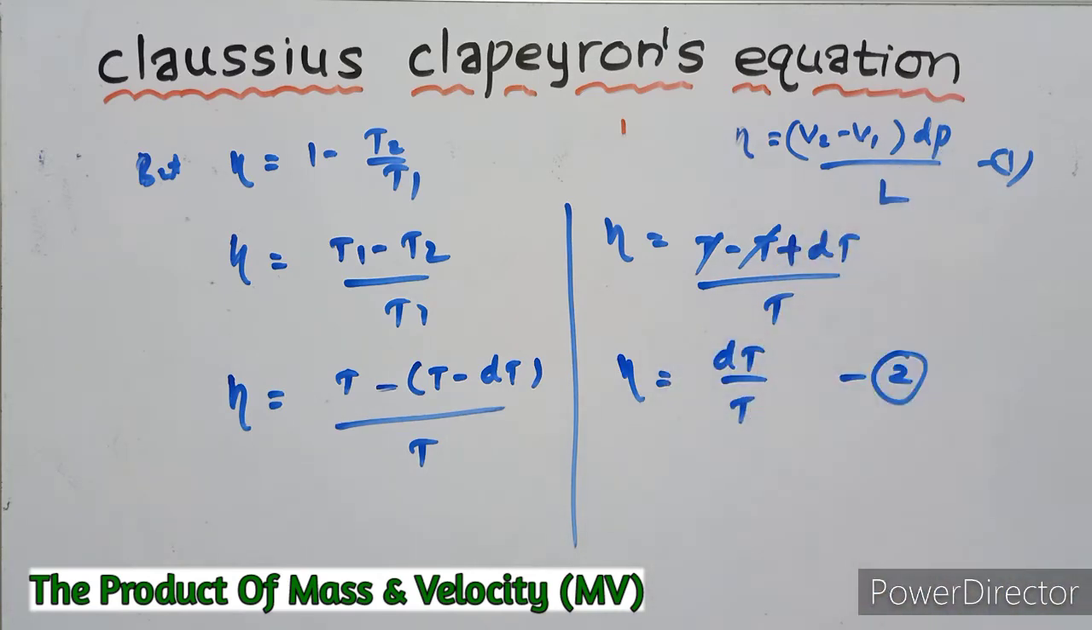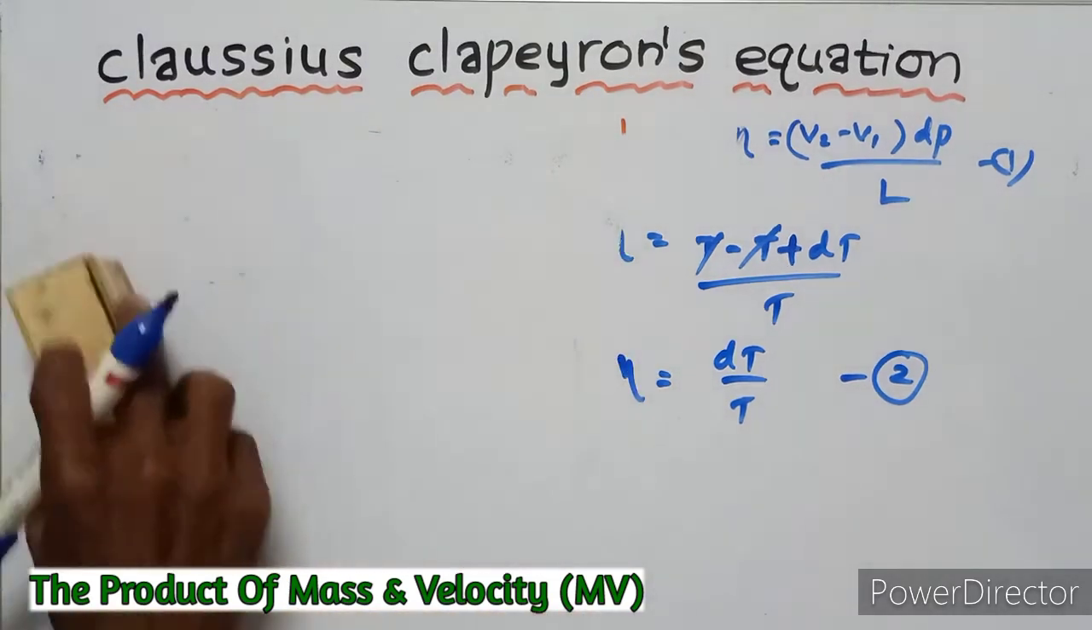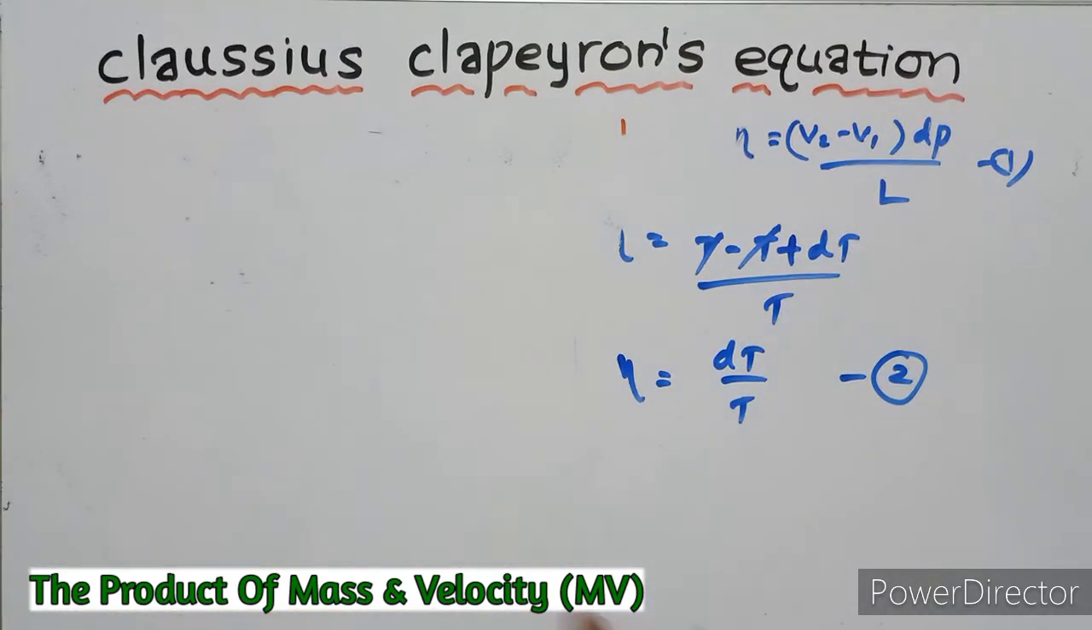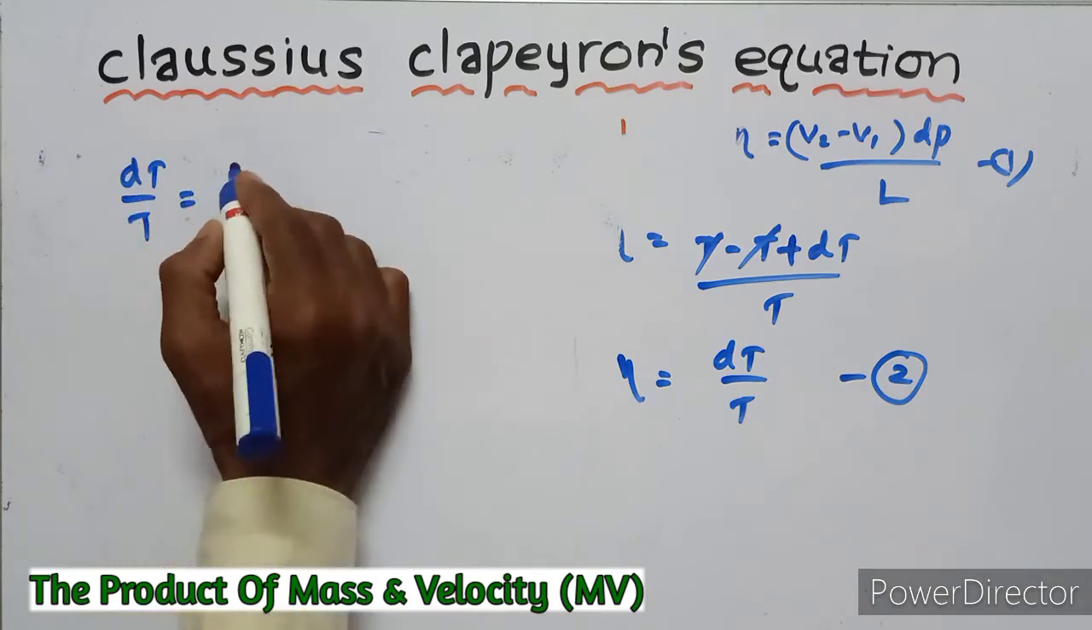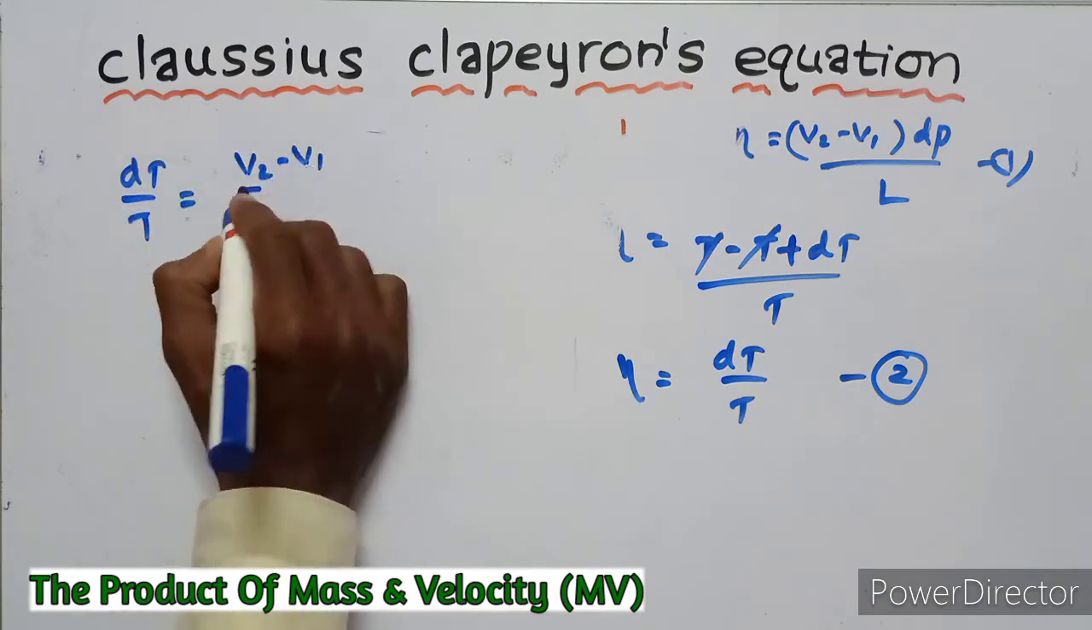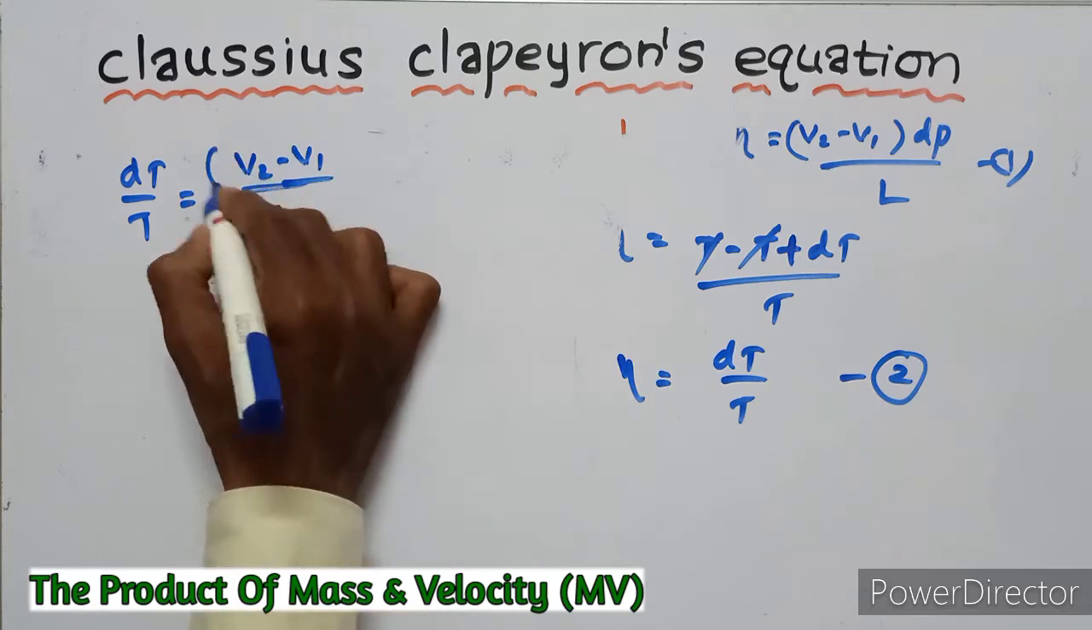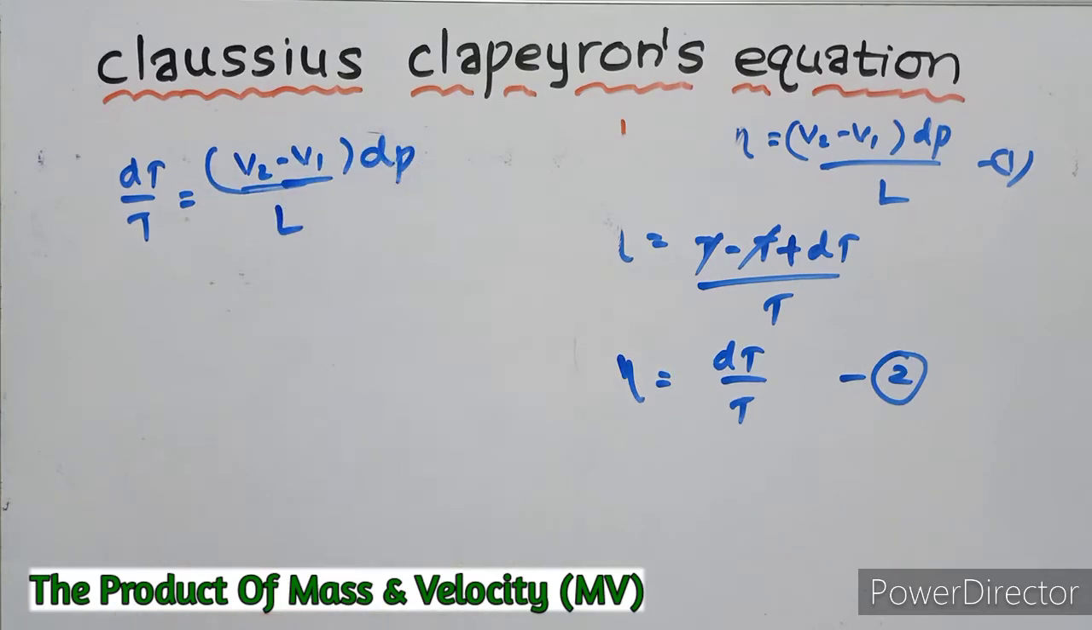From 1 and 2, dt upon T equals V2 minus V1 upon L into dP.